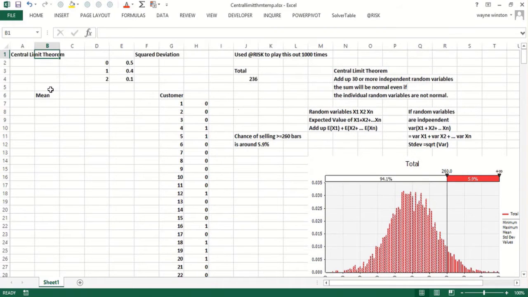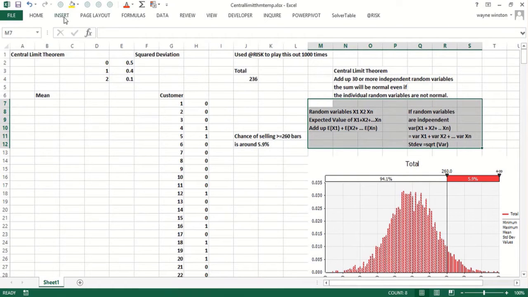But what I want to show you is if I use the central limit theorem, because we're adding up 400 independent random variables, the number of chocolate bars one person buys doesn't affect the other person, I don't think. If we add up those 400 random variables for how many chocolate bars each person buys, and we find the mean and standard deviation of the sum using the formulas over here, then we can use the normal function to figure out the chance we sell at least 260 chocolate bars.